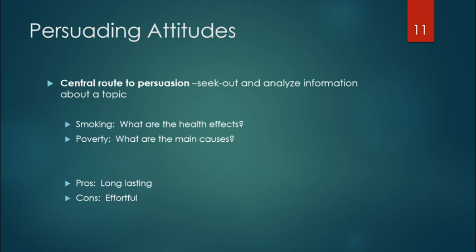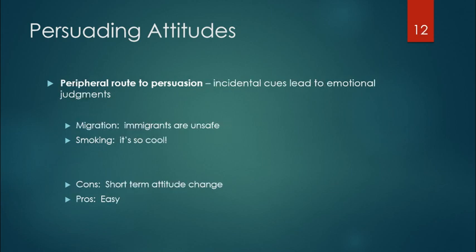So that's the central route to persuasion, and that's in contrast to the peripheral route to persuasion. The peripheral route to persuasion is sort of just the opposite. This is where incidental cues lead to emotional judgments. So incidental cues, these are kind of like surface level pieces of data.